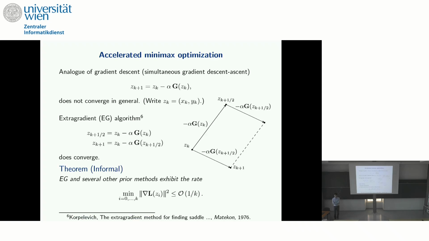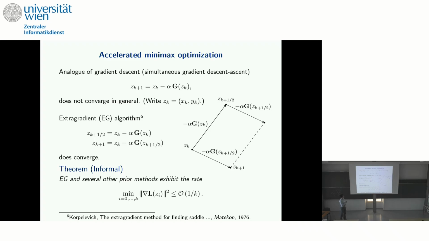So then, before we talk about acceleration, what's the baseline algorithm? Well, the simplest algorithm that is the analog of gradient descent does not converge in general, not under these set of assumptions. So this one doesn't work. The one that does work is the classical extra gradient algorithm. So let me describe the algorithm.